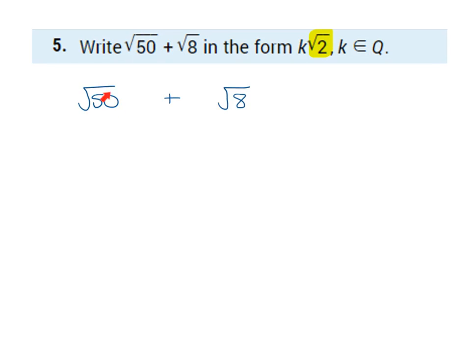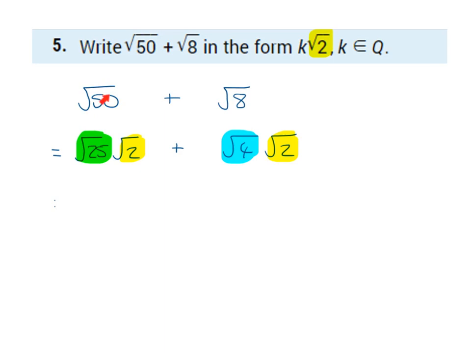So we start by just writing out root 50, root 8. Then root 50, I'm going to rewrite as root 25, root 2, because 25 times 2 is 50. Remember, I want to have a root 2 at the back. And root 8, I'm going to rewrite as root 4, root 2, because 4 times 2 gives us 8. And again, I want root 2 at the back.